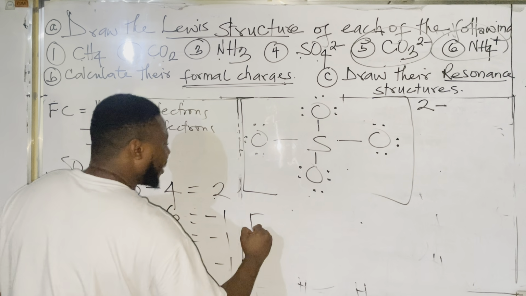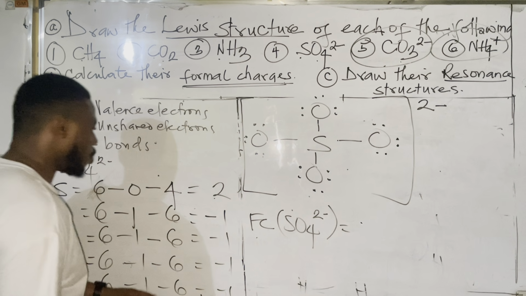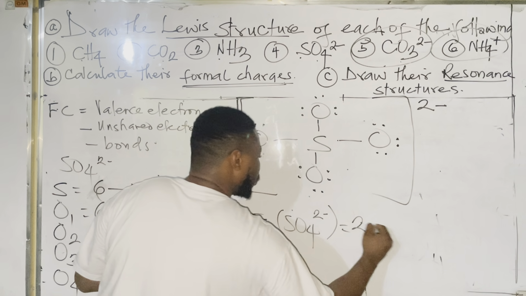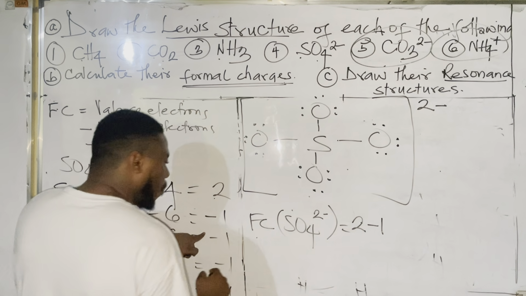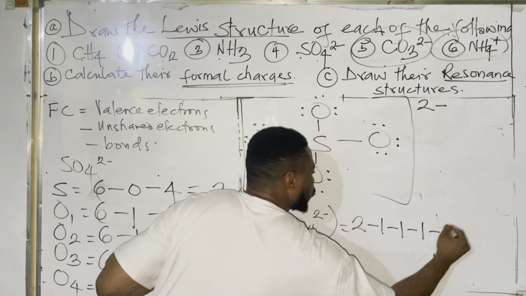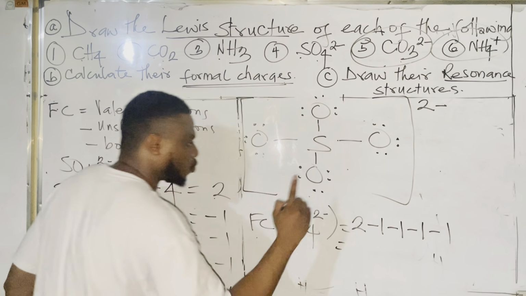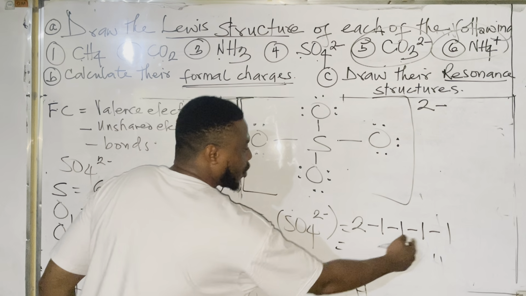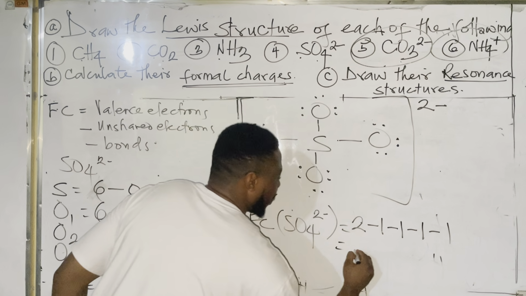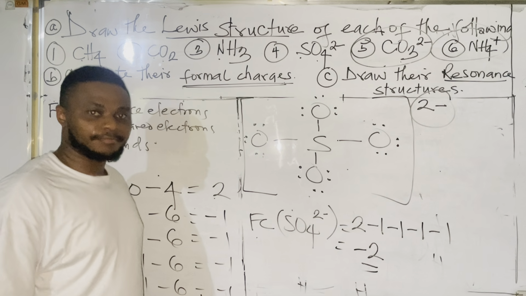So the formal charge of SO4 2 minus will be equal to 2 minus 1 minus 1 minus 1 minus 1. Don't put commas, just solve it like this. 2 minus 1 is what? 1. 1 minus 1 is 0. 0 minus 1 minus 1 minus 1 is minus 2. Are you seeing it?